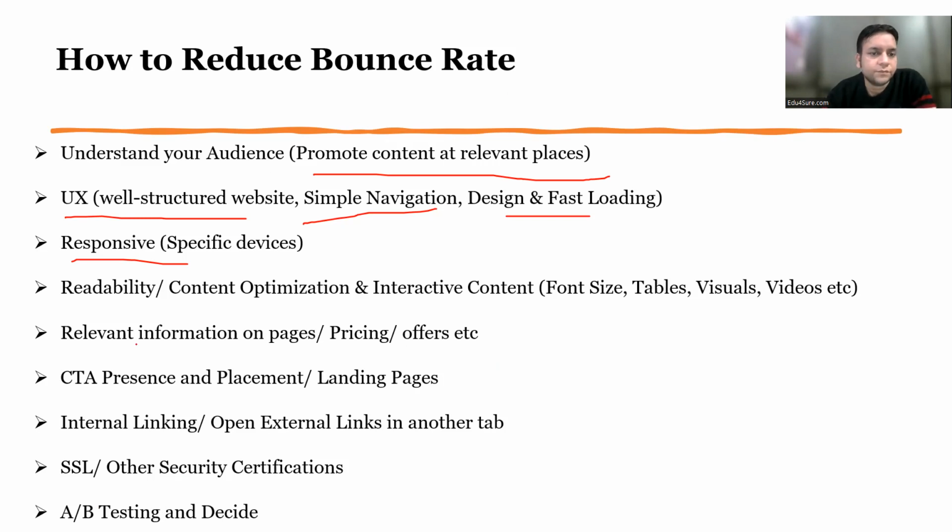The fourth is readability or content optimization. When we discuss SEO, readability is very important: your content writing style should be engaging, with simple sentences and interactive content. You should add some visuals, some tables, and if required, certain videos so that people stay on your content. Relevant information should be on the pages. If somebody is looking for pricing, it should be very clear. If some offer or discount is there, that should also be shown.